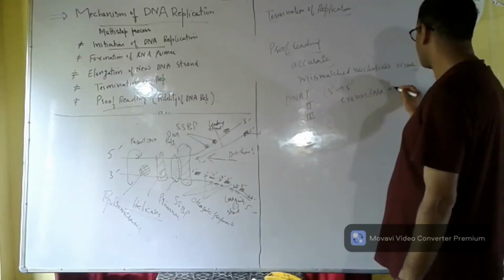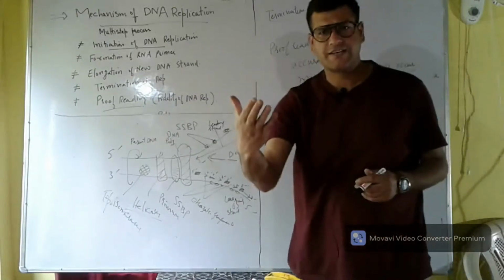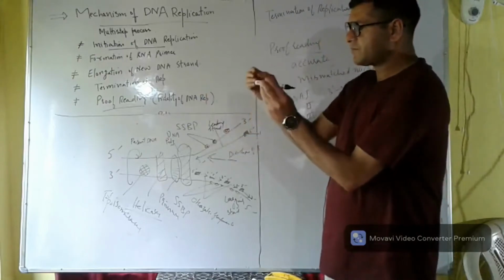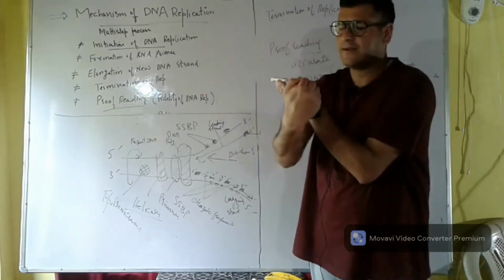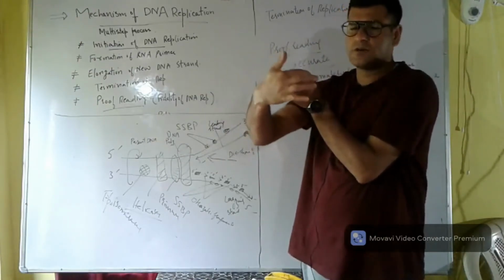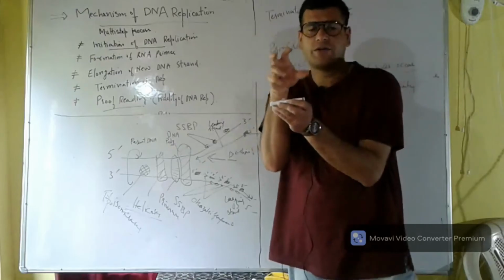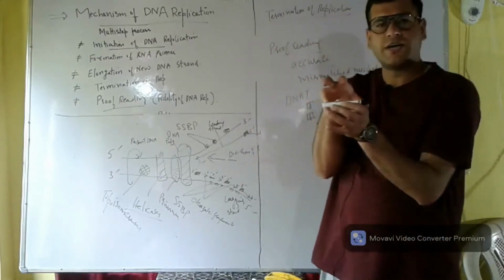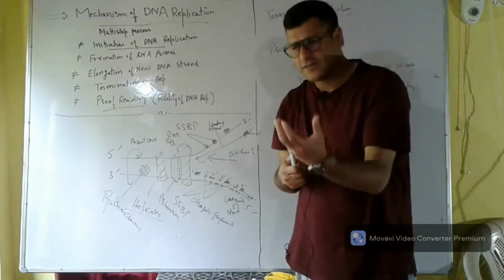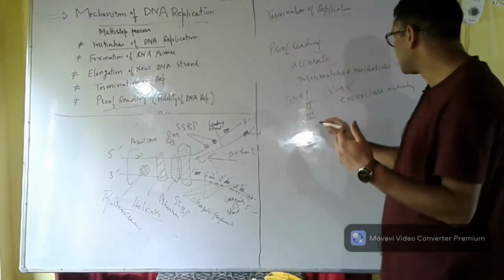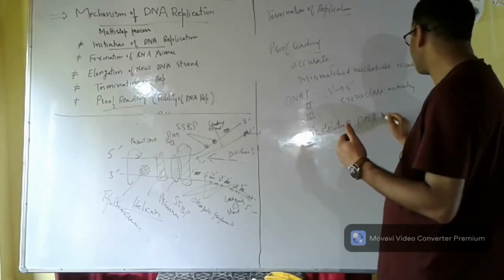Exonuclease activity. That means, generally DNA polymerase moves in the 5' to 3' direction, but it can also go in the reverse direction, that is, in the 3' to 5' direction. And then it can pinpoint where the mismatched nucleotide is. Then it removes it, and the correct deoxyribonucleotide is added there. In this way, it increases the fidelity of DNA replication.